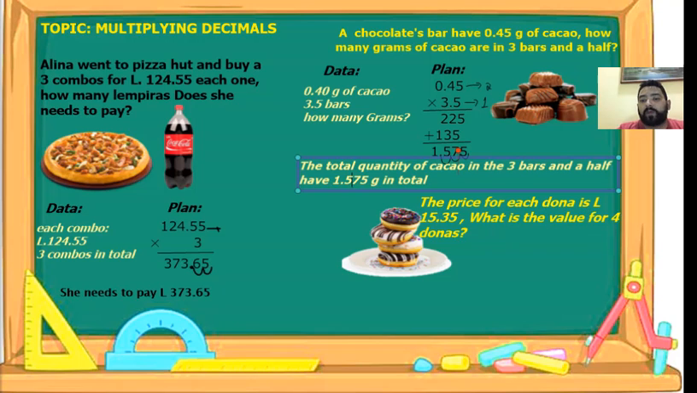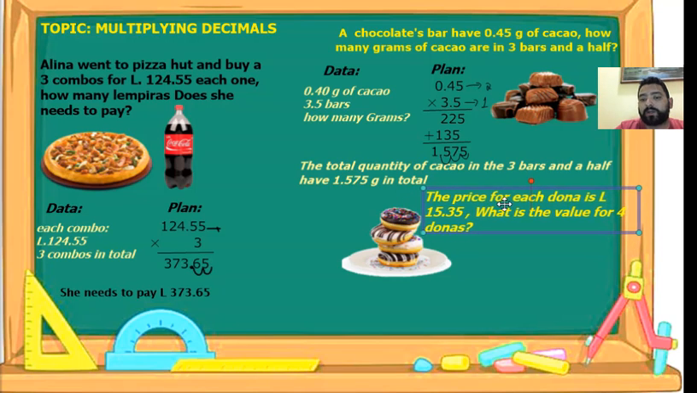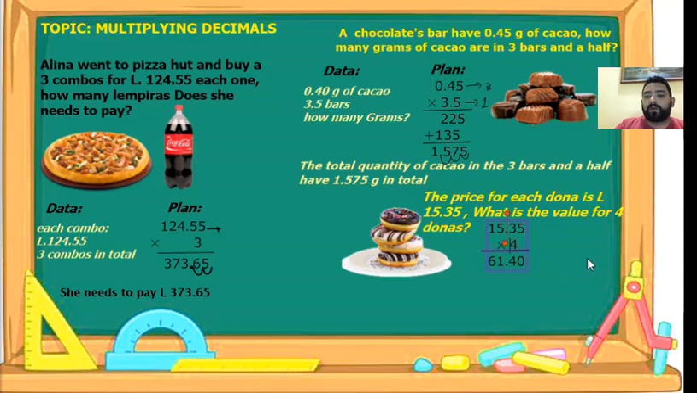Now, in the last one, we have the price for each donut. It's 15.35 lempiras. What is the value for 4 donuts? In this case, we have 1, 2, 3, 4 donuts, and each one is 15.35 lempiras, the cost for each donut. So we are going to multiply the cost for each donut by the quantity of donuts, which in this case is 4.